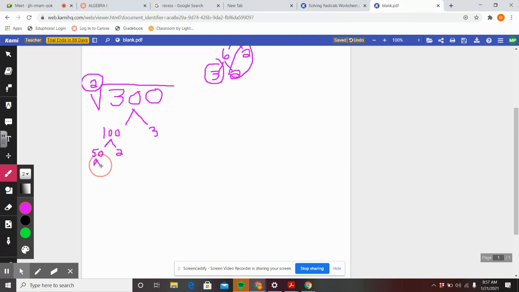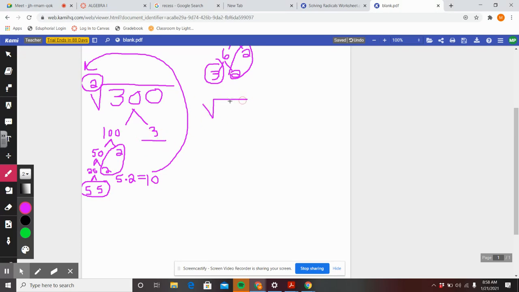25 and 4, and 25 becomes 5 and 5, and 4 becomes 2 and 2. So we have a set of 5s and a set of 2s. So all you have to do is 5 times 2. What's 5 times 2? 10. So 10 is what comes out. And then what you have left is a 3.